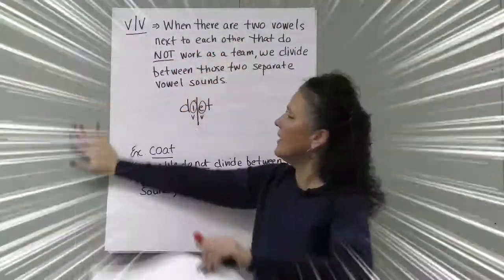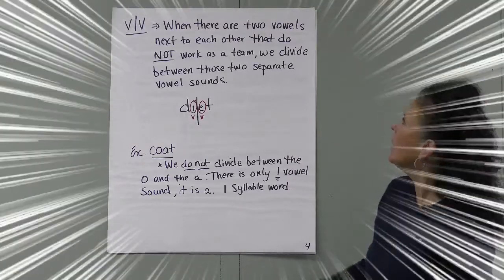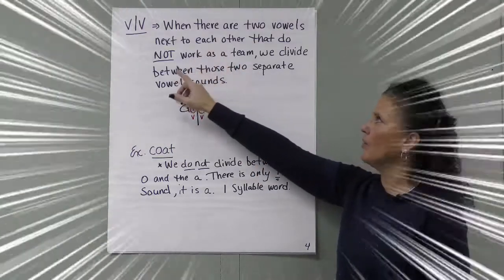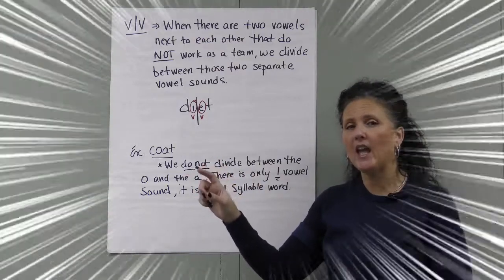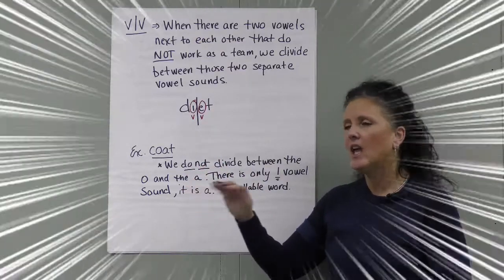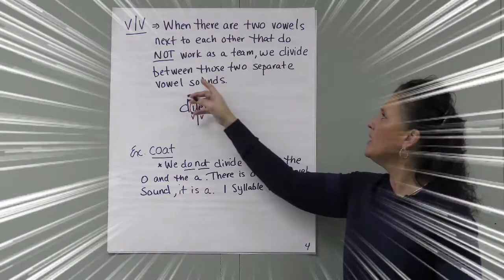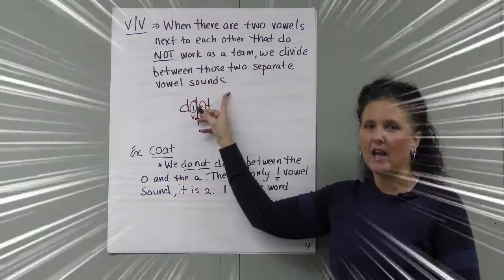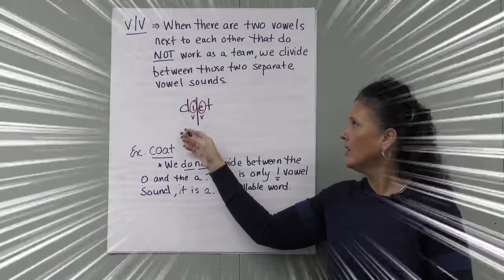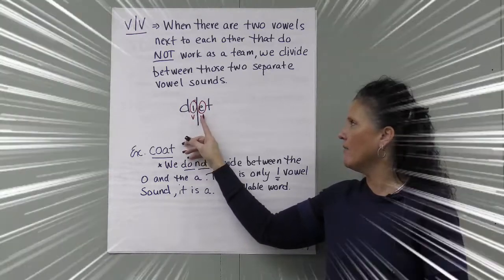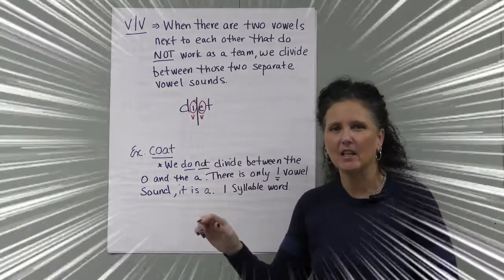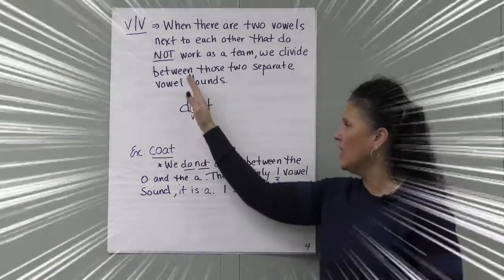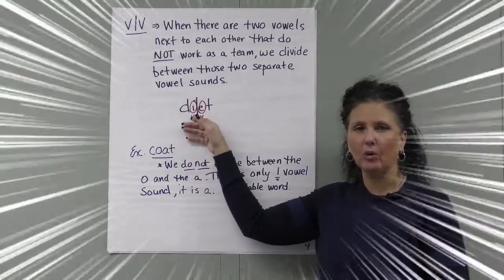The last type is a vowel-vowel, okay? When there are 2 vowels next to each other that do not work as a team. Remember team vowels like the O and the A in goat that we had at the beginning? If they don't work as a team, we divide between the 2 separate vowel sounds, like in the word diet, right? Here's the vowel I and the vowel E. These do not work together. You hear both of them, diet. You hear both the I and the E. So we separate it between the 2.